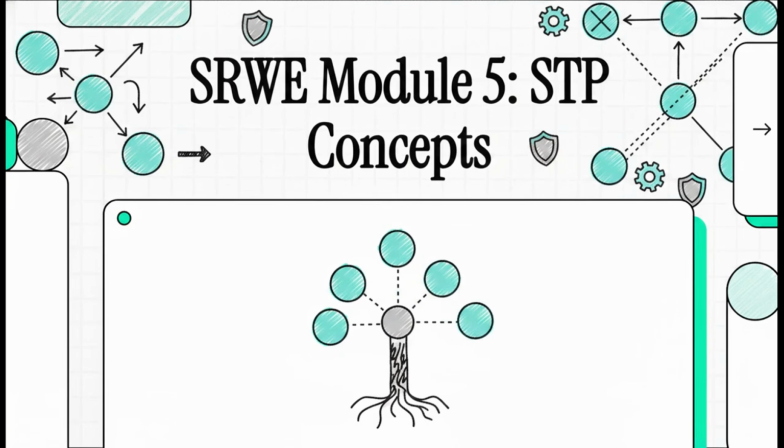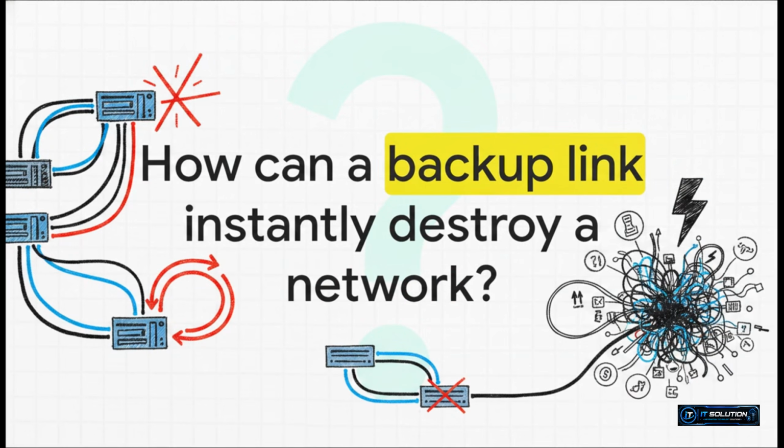Hey everyone, and welcome to this explainer. Today, we're unpacking one of those hidden, absolutely essential protocols that literally keeps the internet from collapsing on itself. If you've ever wondered how modern networks handle redundant backup connections without completely breaking down, well, you're in the right place. We're focusing entirely on spanning tree protocol concepts today. Let's get started.